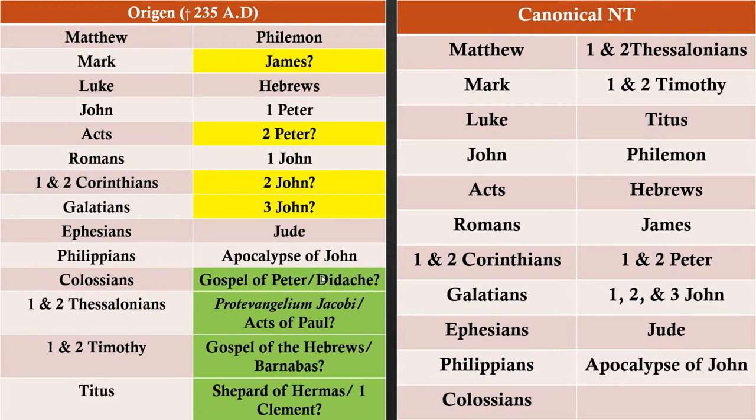But again, I'm more interested here in the additions rather than the possible omissions. He talks of the Gospel of Peter, the Didache, the Proto-Evangelium of James, the Acts of Paul, the Gospel of the Hebrews, the Epistle of Barnabas, the Shepherd of Hermas, and 1 Clement as all divinely inspired and authoritative. Isn't that fascinating? 2, 4, 6, 8 additional books that he regards as authoritative. So, we're not quite there again. We've still got too many additions, too many hangers-on. We move to our next friend. Bearing in mind, Origen, we're already into the third century.